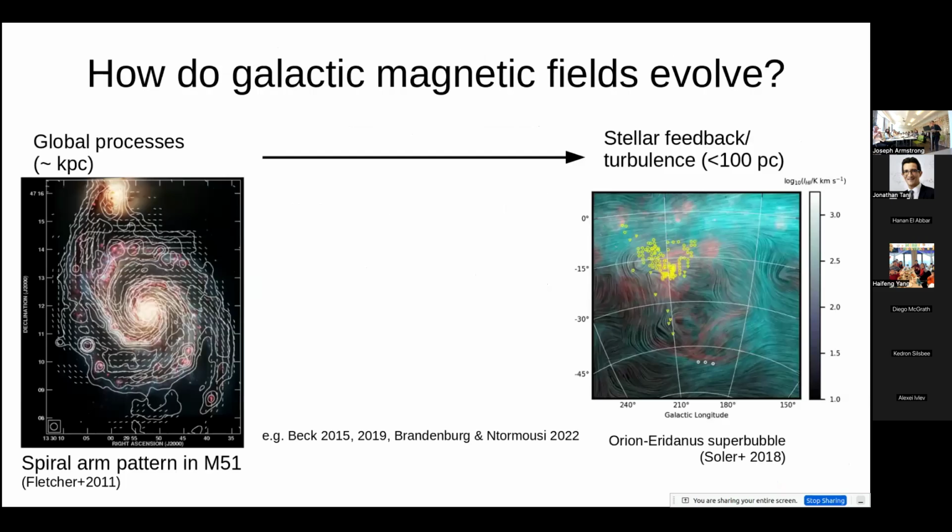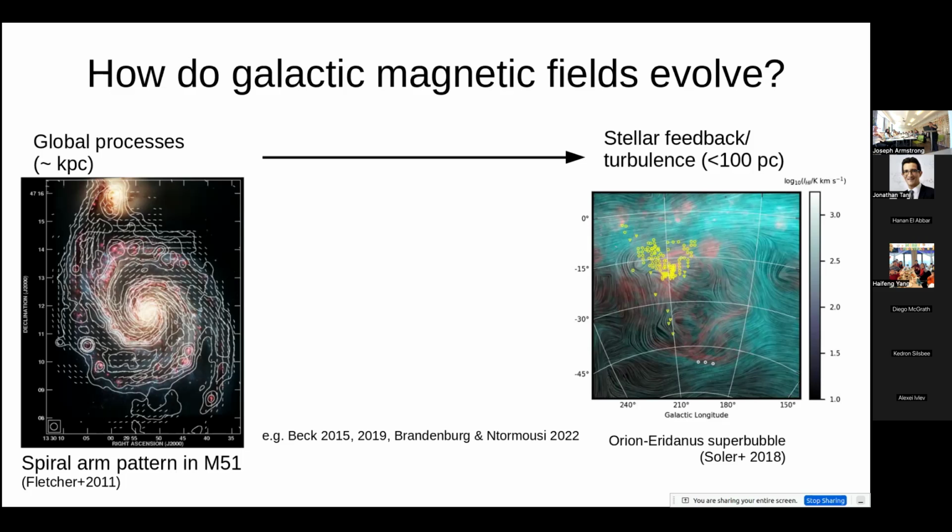Okay, so by mapping the magnetic field geometry, what we hope to do is try to understand how the ISM and in general the magnetic field evolves. And we know that there are a bunch of different processes involved in affecting how magnetic fields are shaped. On global, galactic scales, there's galactic rotation that we think is responsible for forming these very coherent patterns that align with spiral arms in this M51 galaxy.